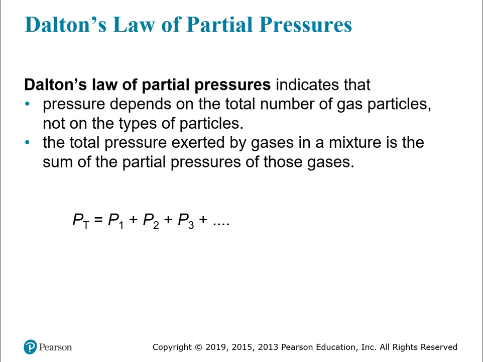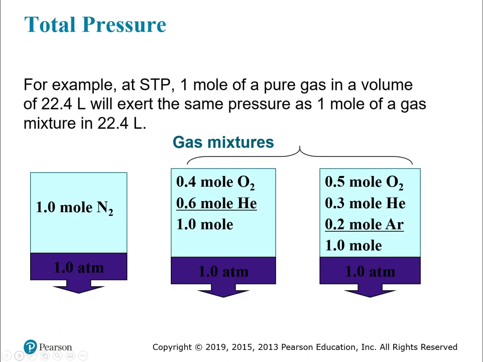So Dalton's law of partial pressures pretty much says the pressure depends on the total number of gas particles, not the types of particles. The total pressure exerted is the sum of all the partial pressures of those gases altogether. So all three of these exert the same pressure, 1 atmosphere. They also amount to the same in terms of number of moles. You have 1 mole of nitrogen gas, or you can have 0.4 moles of oxygen and 0.6 moles of helium. That's still 1 mole of gas, which gives you 1 atmosphere.